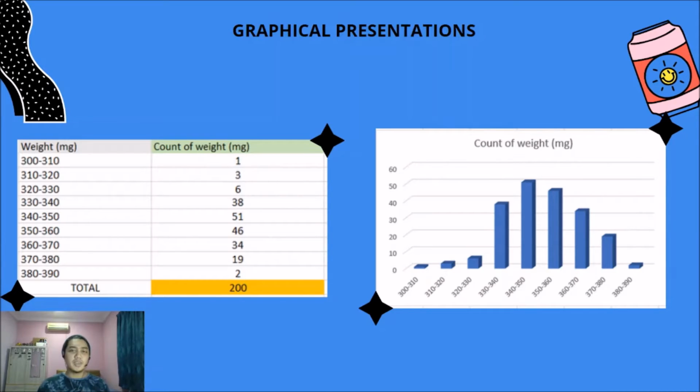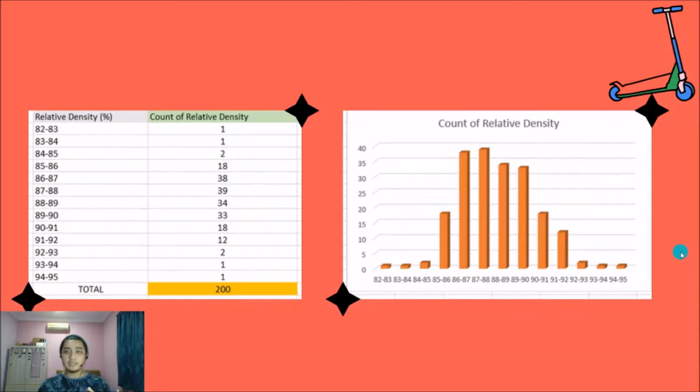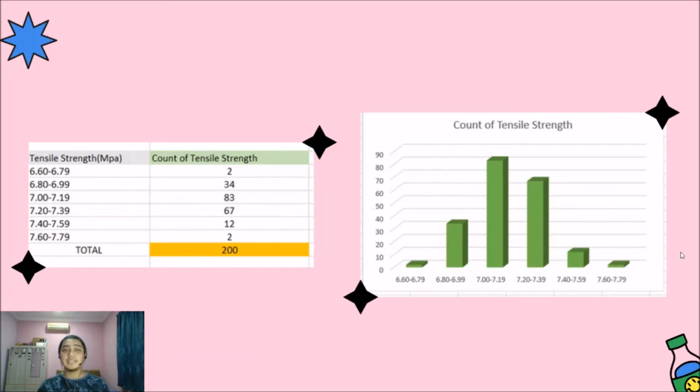This refers to the weight. As you can see, this is the weight graph, and this is the relative density, and this is the tensile strength. Thank you.